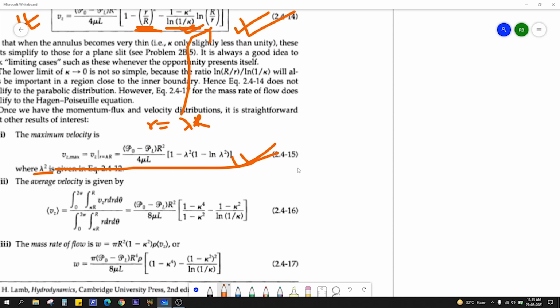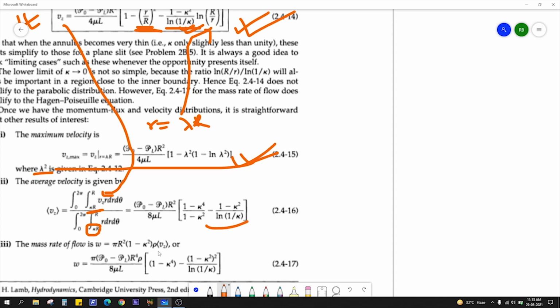Again, for average velocity, you are doing the same thing as earlier, the only difference is the limits of integration. The lower limit is kappa r, the inner pipe radius, and r is the outer radius. This is the only change. So you have to use this velocity here and integrate, and you will get the result.